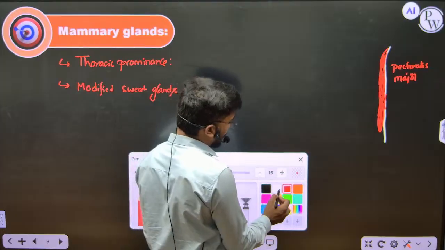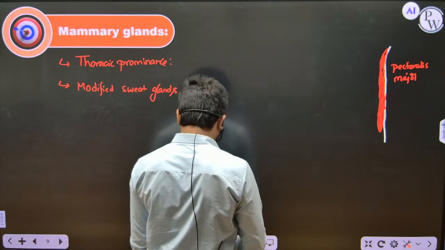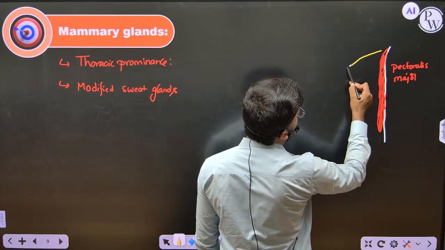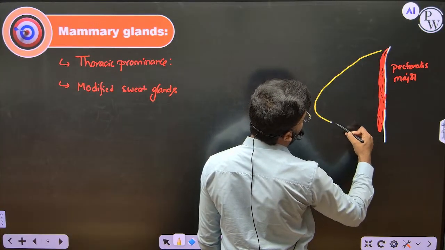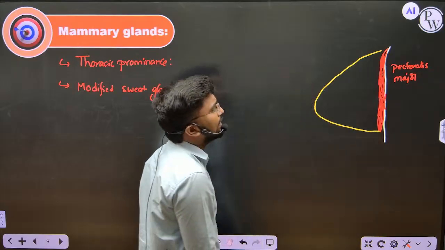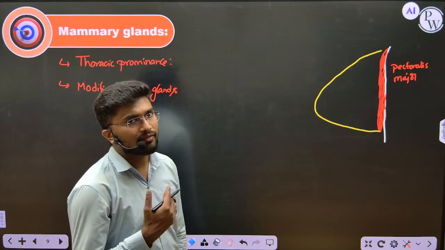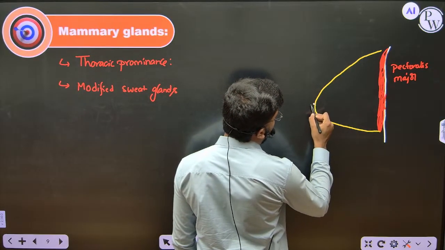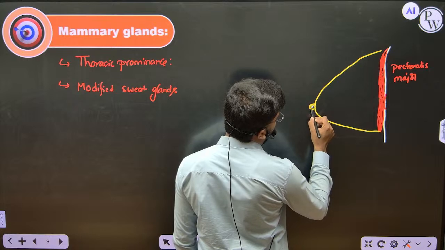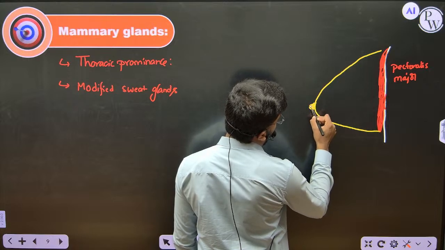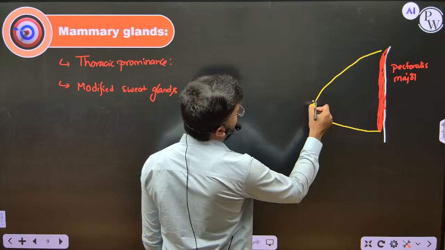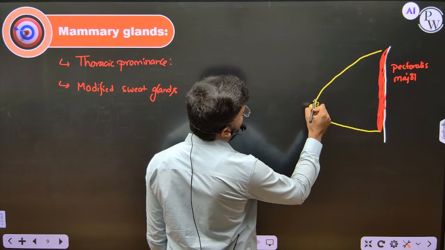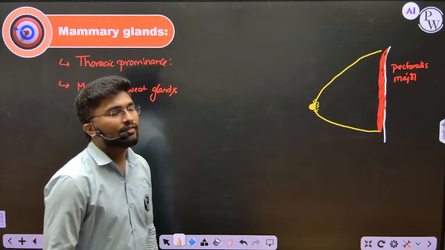A modified sweat gland. What is that? Obviously, the mammary gland. Mammary glands are present in females as well as males. How many pairs are present? A pair of mammary glands. But they are functional in females and non-functional in males. Here, some hyperpigmented area is there. This is called the areola.